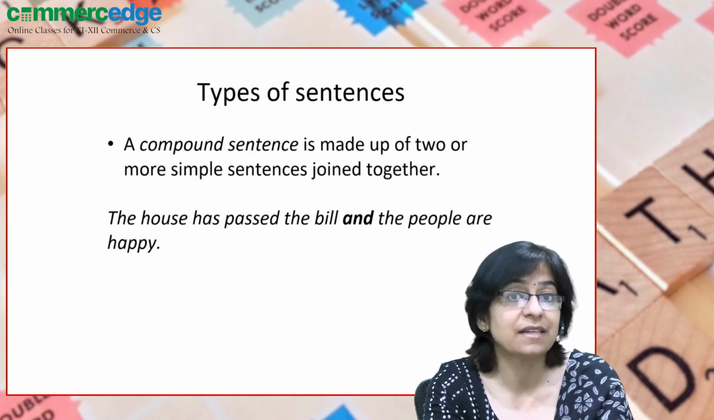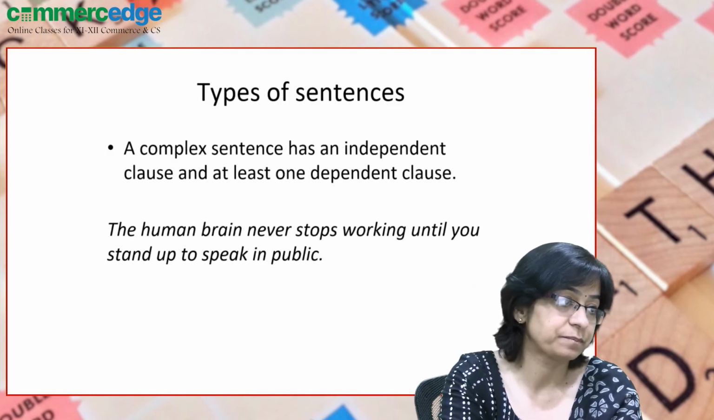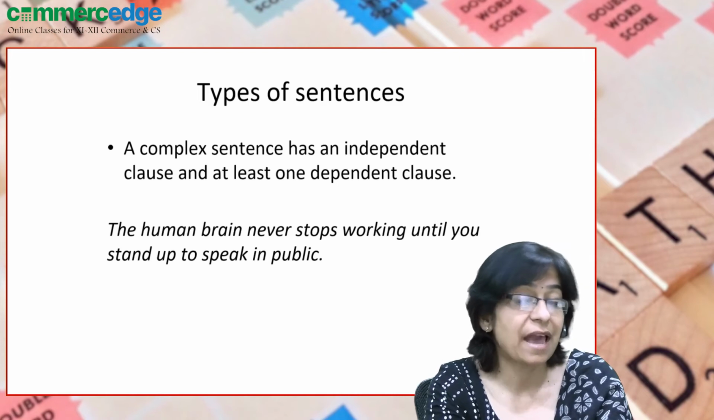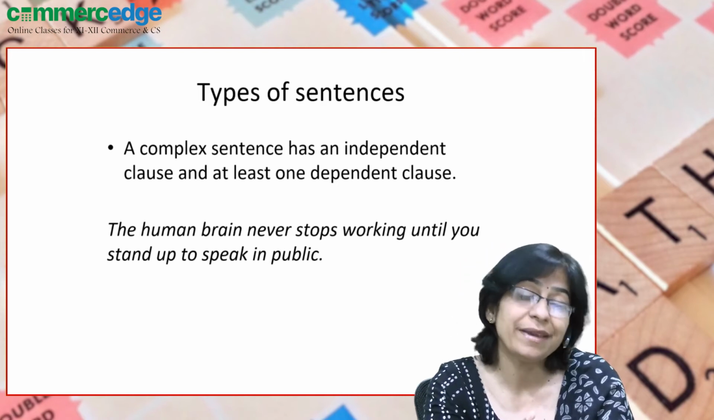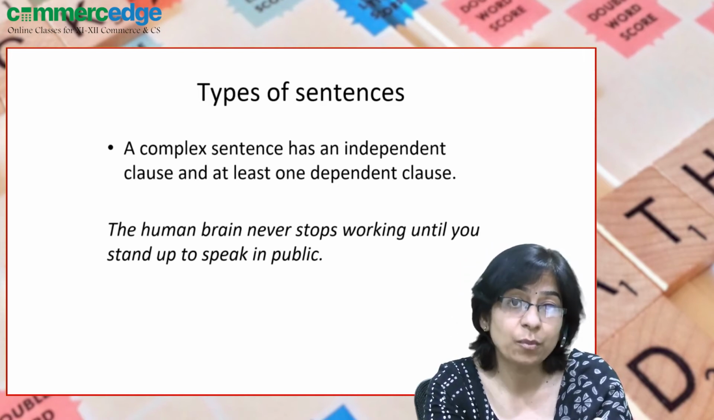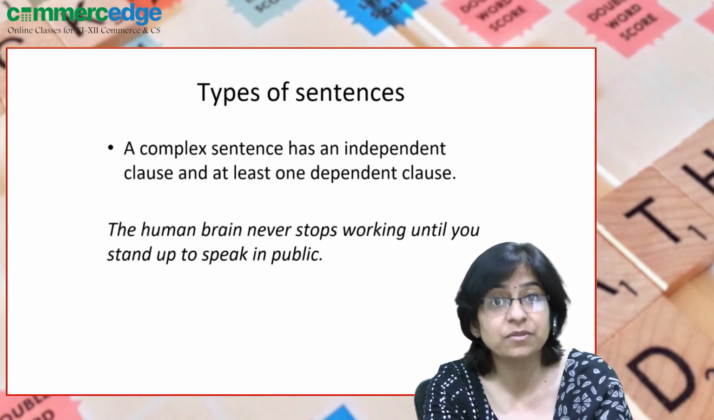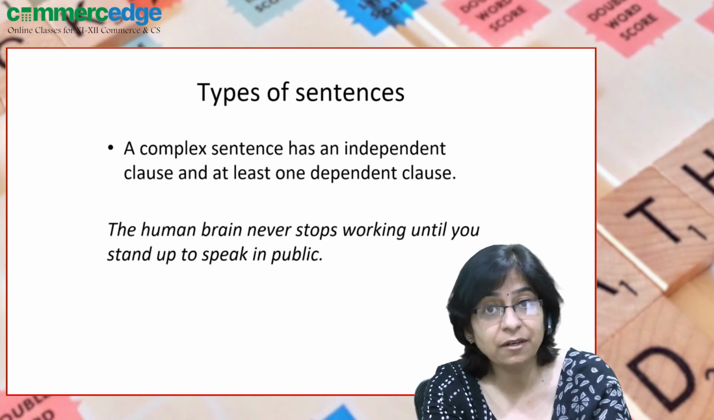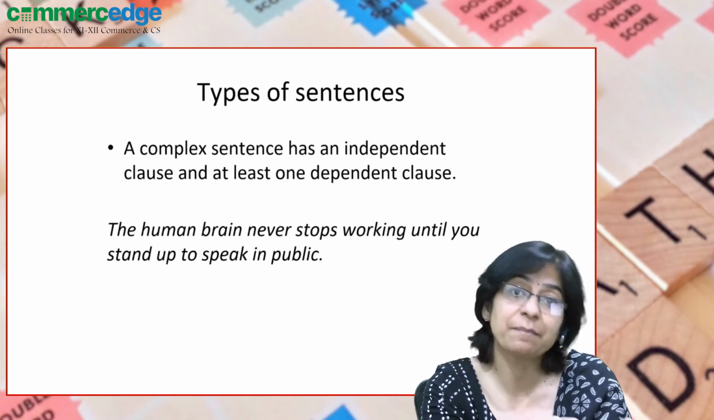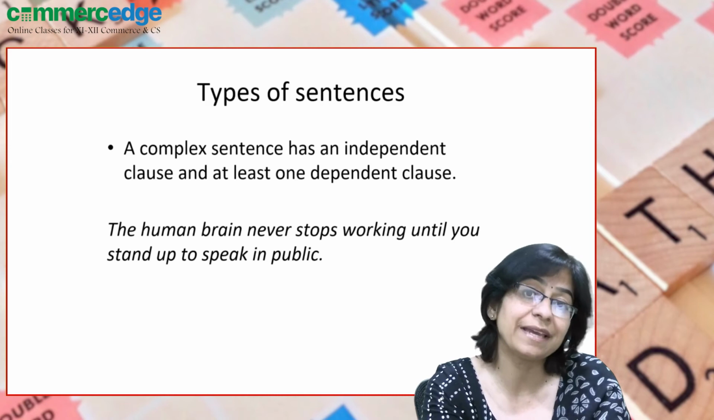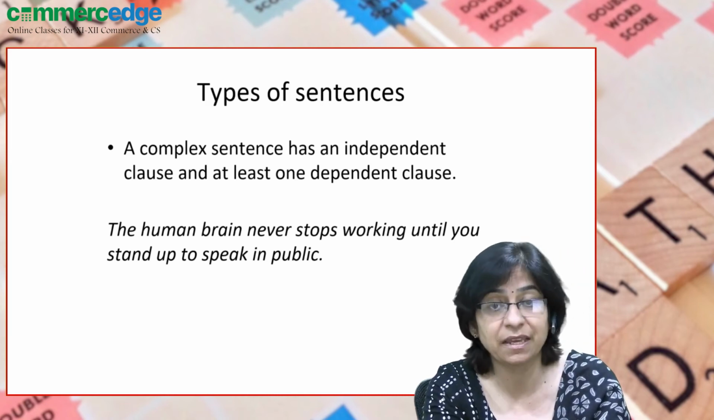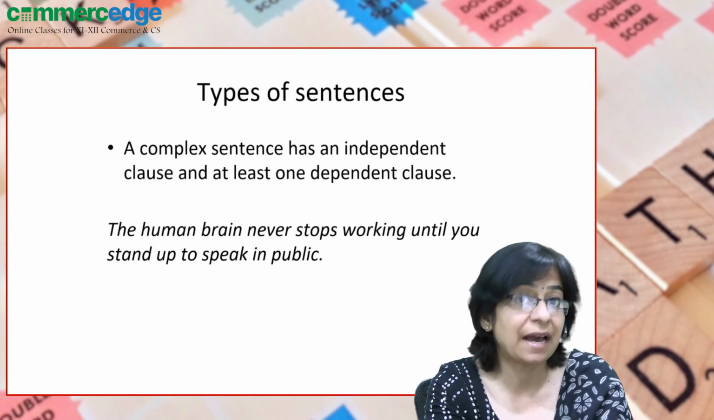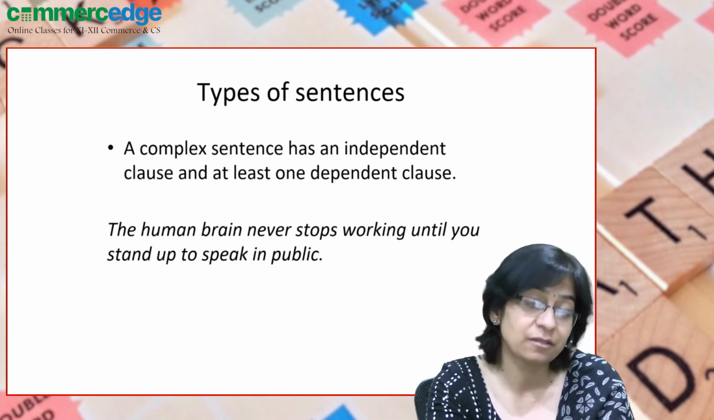Now let's understand what's a complex sentence. A complex sentence has an independent clause and a dependent clause. Now, an independent clause is a group of words that has its own subject, verb, and object component. And a dependent clause may have these, but it's dependent on the main clause or the independent clause for its meaning. For example, the human brain never stops working until you stand up in public to speak.